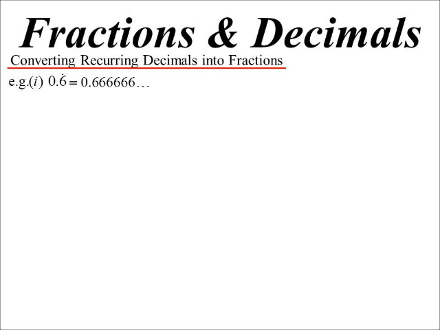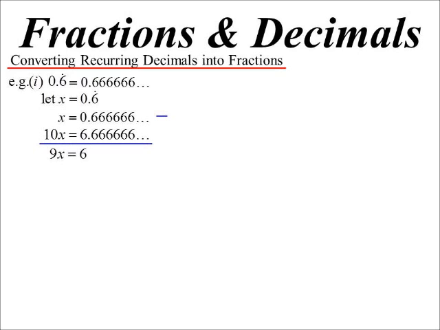0.6 repeater is 0.6666, and we keep going infinitely. I'm going to let x be 0.6 repeater. That's what we want to find. So x is 0.6666 and so on. 10x would be 6.6666 and so on. But now we can do a subtraction, and all that repeating part will disappear, and we get 9x is 6. x is 6 over 9, which is 2/3.